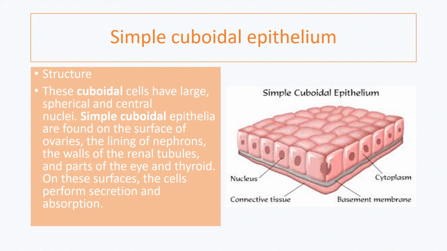Simple cuboidal epithelium. These tissues are made up of a single layer of cube-shaped cells. You can see the picture. In this picture, you can see the cube shapes of this kind of tissue. And one more thing, in this picture, you can see the nucleus.